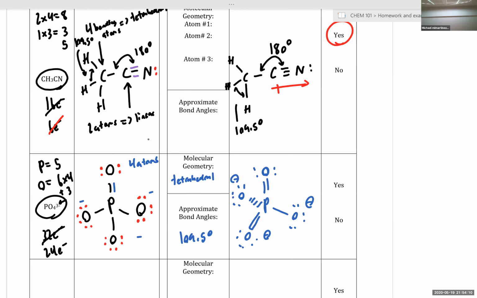So the octet rule is the baseline rule, but when you look at elements that are in the third row and below, they can accommodate expanded octets. And then to minimize formal charges, since we had a positive formal charge on phosphorus and a negative formal charge on oxygen, we kicked our lone pair down and formed a double bond. This relieved and mitigated our formal charges and resulted in a structure that's more correct.